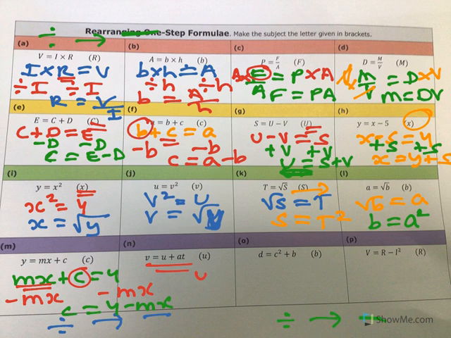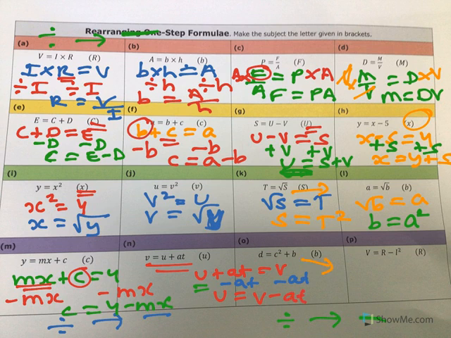The next one, U plus AT equals V, and I'm making U the subject. So that means that I go U equals, I've got to get rid of the AT. So minus AT, minus AT. So U equals V minus AT.